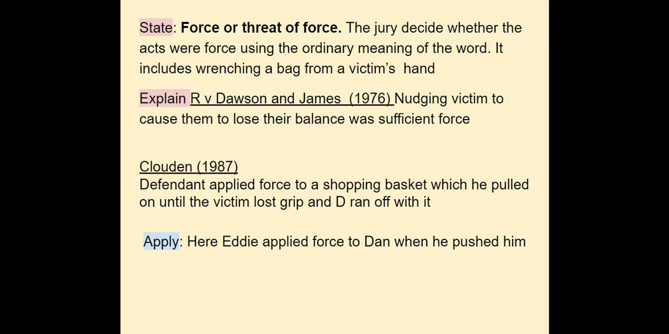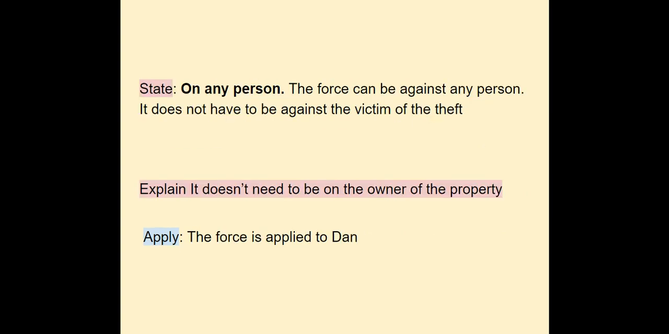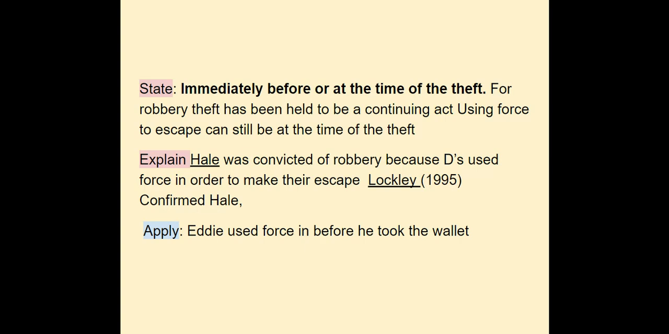So next up, the force or threat of force, and this is decided by the jury as to whether the acts of force were using the ordinary meaning of the word. It includes wrenching of a bag from a victim's hand. Dawson and James showed sufficient force with knocking somebody off balance, and Clouden was the case with pulling a shopping basket. Here, we've got quite a lot of force. Eddie applied force which was sufficient when he pushed him. On any person, so it doesn't need to be the owner of the property, think about a bank robbery, and the force is clearly applied to Dan when he's pushed.